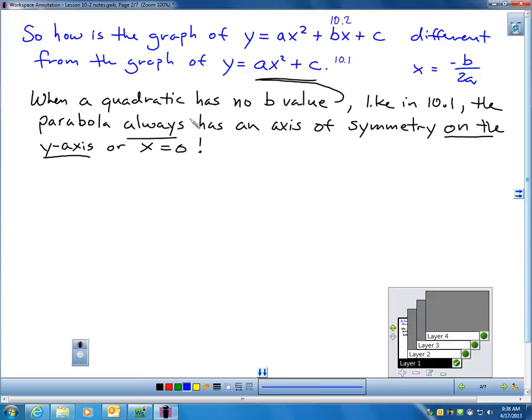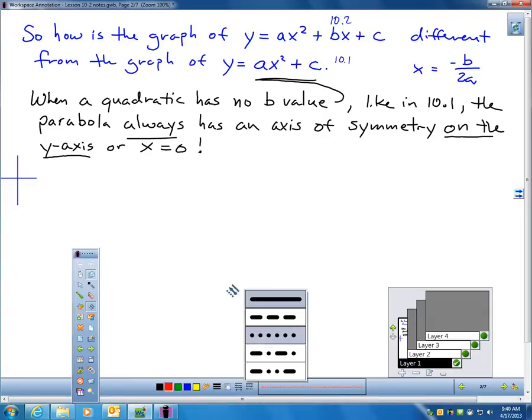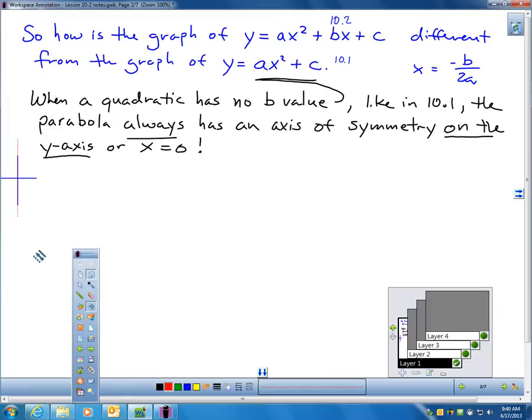Well, the big thing is when a quadratic has no b value, like we did early in the week, Monday, in 10.1, the parabola always would have an axis of symmetry on the y-axis, or x equals 0. In other words, if there's no b value, let me quickly draw a little sketch off to the side. Your axis of symmetry, and let me do a dotted line, is always going to be right on the y-axis, so your parabola's vertex will always be right on the y-axis. It's going to be a graph such as that, or maybe if it's opening down, it would be here.